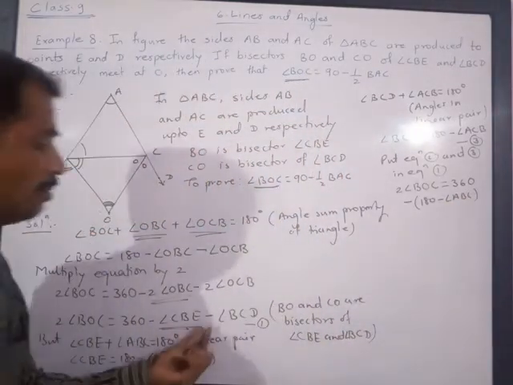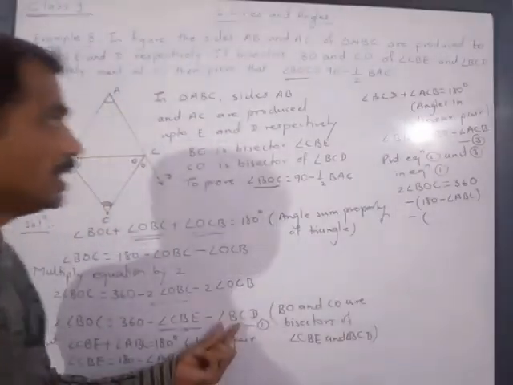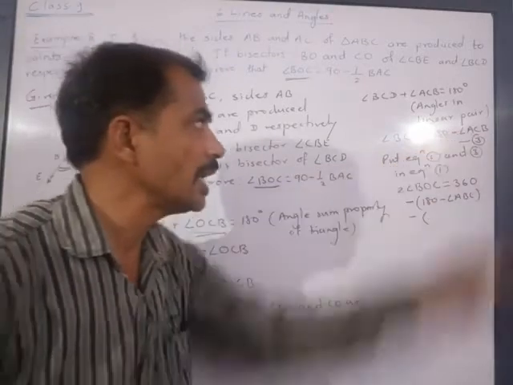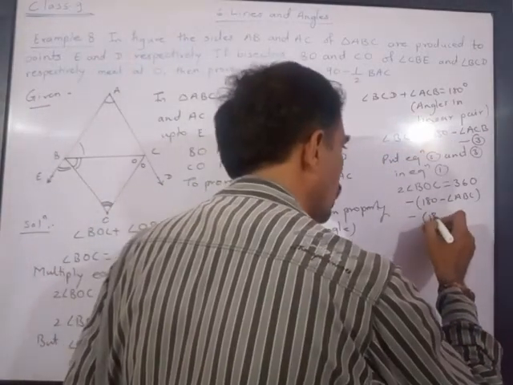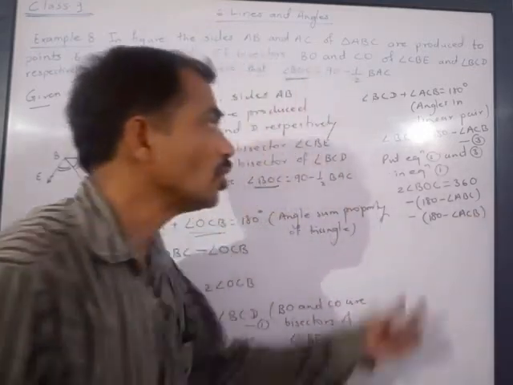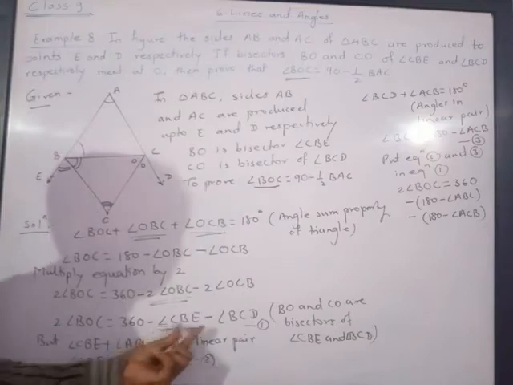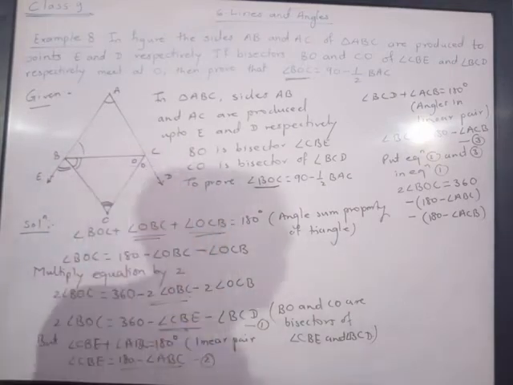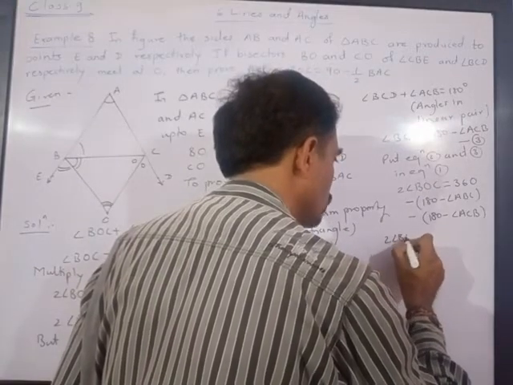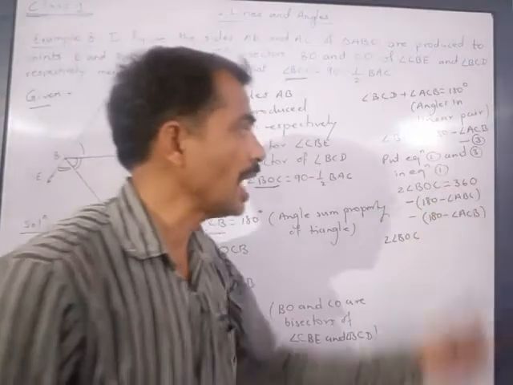Then minus angle BCD. BCD is 180 minus angle ACB. So I have substituted the values of angle CBE and angle BCD. Now let us see what we get. So I will get twice angle BOC. The left hand side I have written as it is. The right hand side I am going to write now.